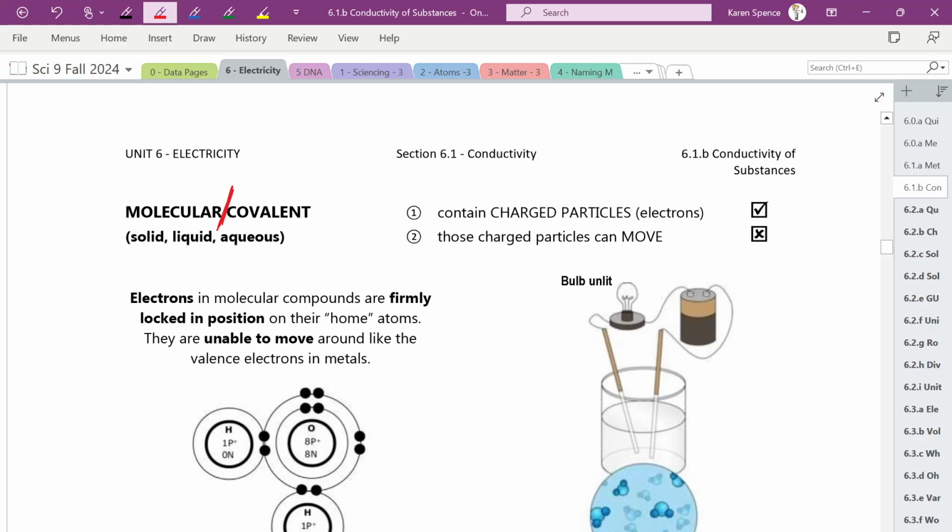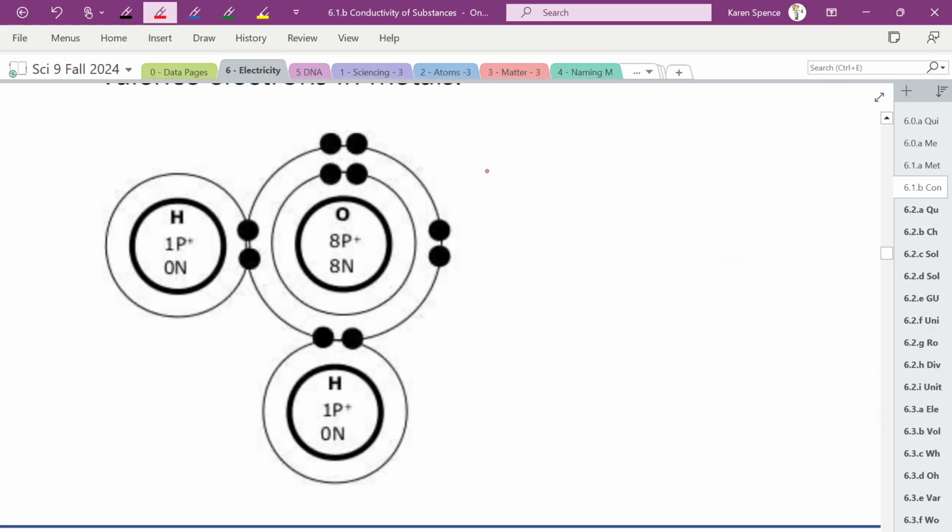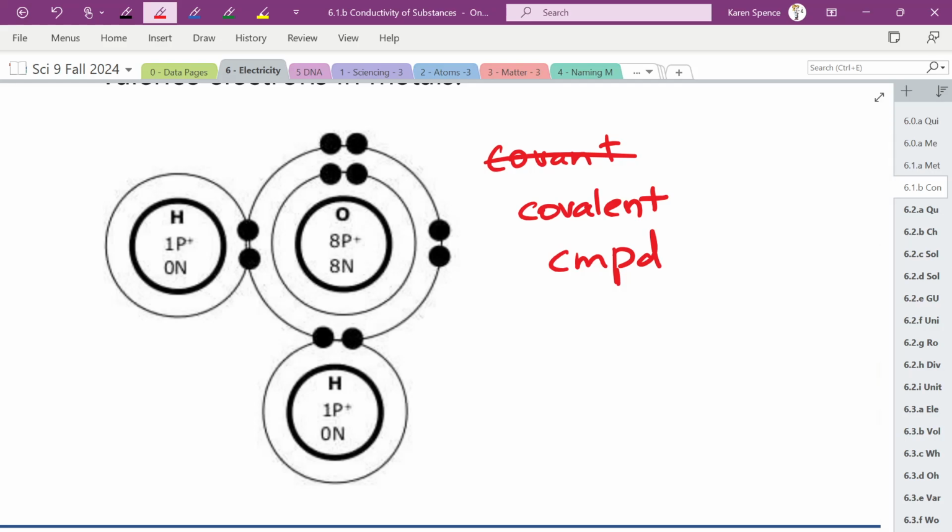Do molecular compounds contain charged particles? Let's take a look. Here's a covalent compound. What kind of particles in it have charges? We have electrons and we have protons. So do we have charges? Yes, charged particles.